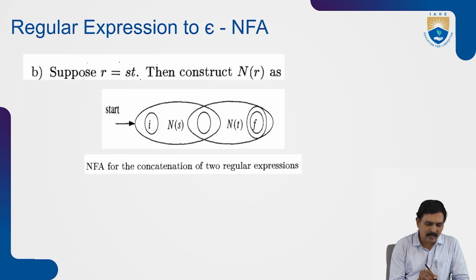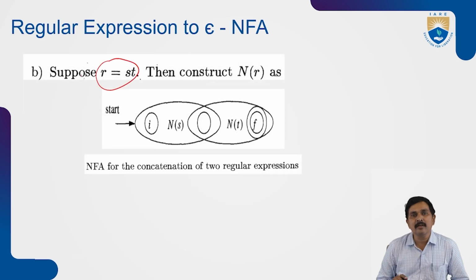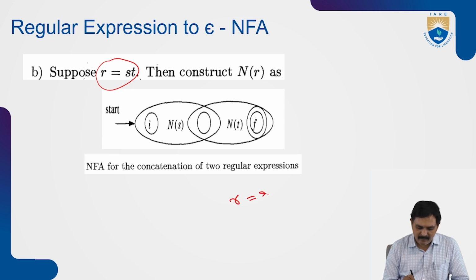The next one is also very interesting. R equal to S with T. What is the meaning? R equal to S with T means you are applying S concatenated with T, but the dot is not written here, which is equal to S dot T. S is some regular expression, and I write this regular expression like this. This S is a regular expression, and T is another regular expression.